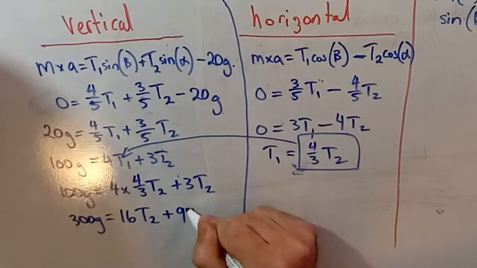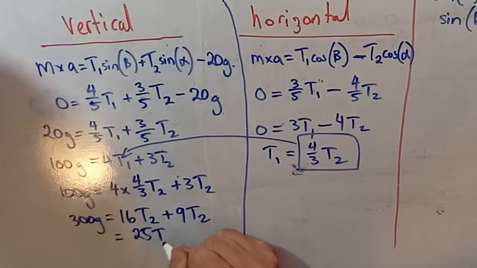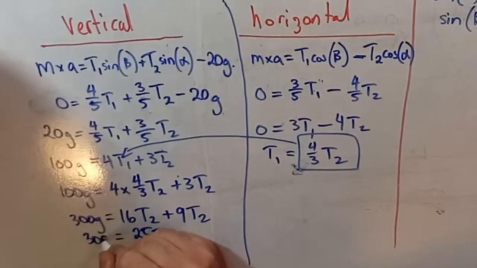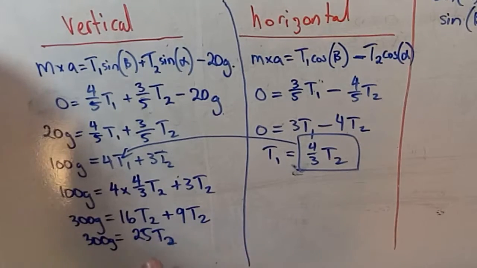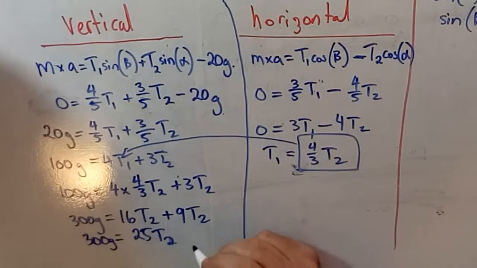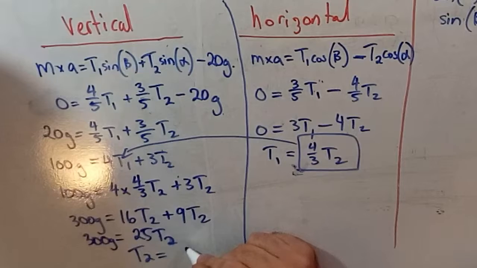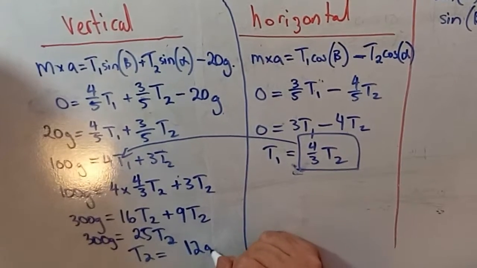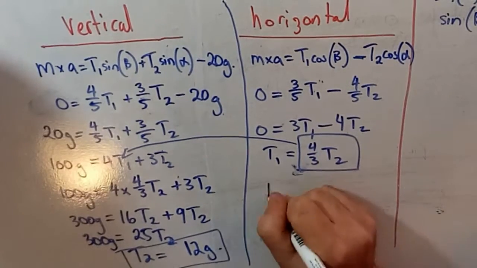16T2 plus 9T2, so that's 25T2 equals 300G. So that gives me 300 divided by 25 is 12. So I get T2 equals 12G. Done. Okay, so there's my T2 and my T1.